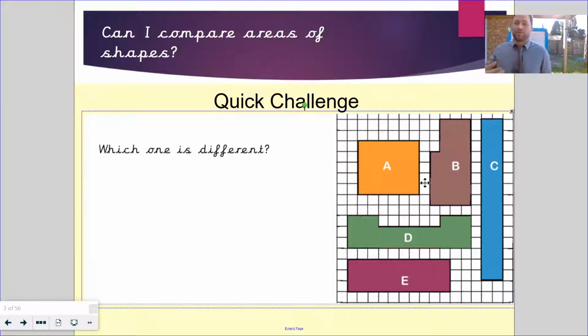5 times 4 is 20. Add the 9 gives us an area of 29. So we're going to assume that D also has an area of 30. So shape B is the odd one out. Its area is 1 less than all the others.